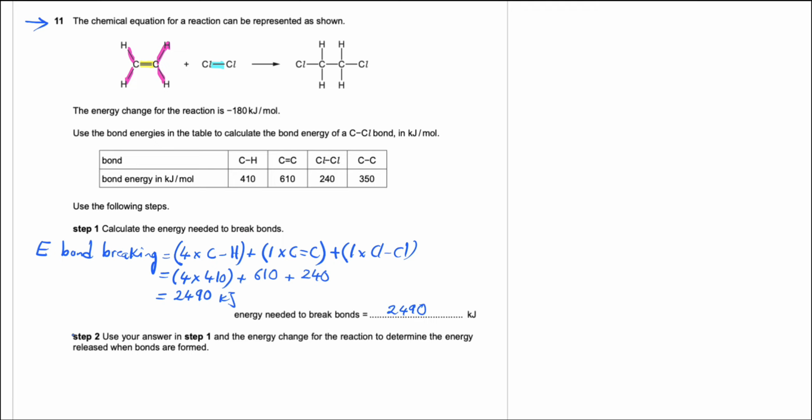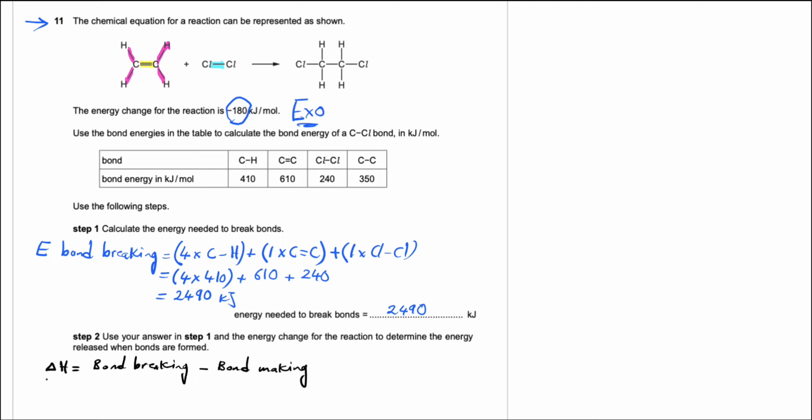So the answer is 2,490. Now look at this point here. He gave you the overall energy change of that reaction, and you have to notice that it's negative. It means it's an exothermic reaction because it was given to you in a negative sign. And in that step here, he's asking you to determine the energy released when bonds are formed. So he's asking you for the total energy of the bond making or forming. Remember, the equation says that the overall energy change, delta H, equals the energy of the bond breaking minus the energy of the bond forming or making.